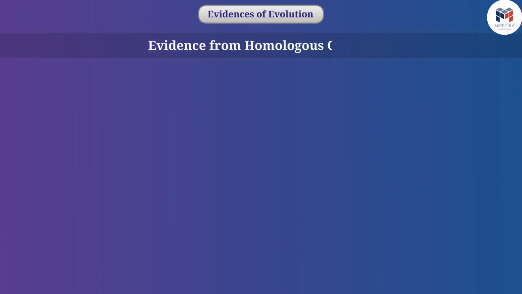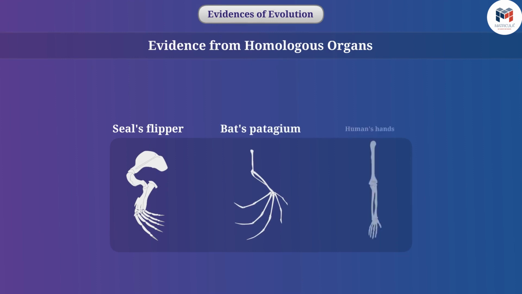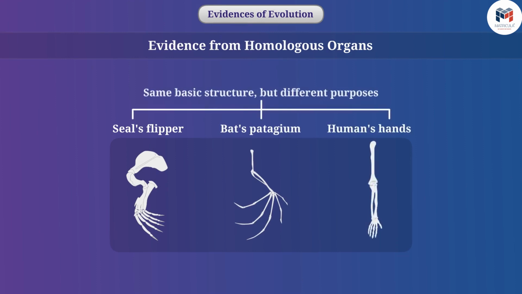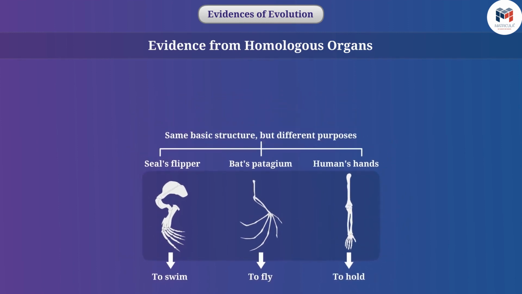Evidence from homologous organs. Seal's flipper, bat's patagium, and human's hands all have the same basic structure, but they are used for different purposes. For example, patagium to fly, seal flippers to swim, and man's hand to hold. Such structures are called homologous structures. Homologous structures suggest the same ancestor. That is, these organisms must have evolved from the common ancestor.